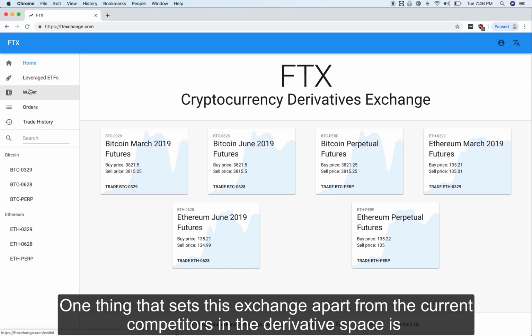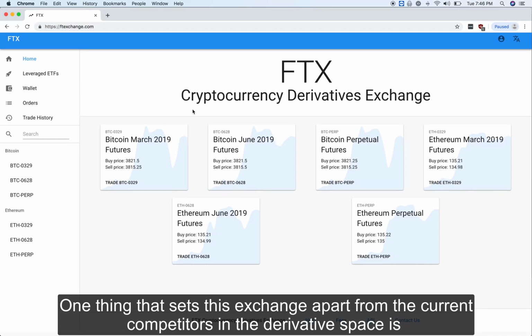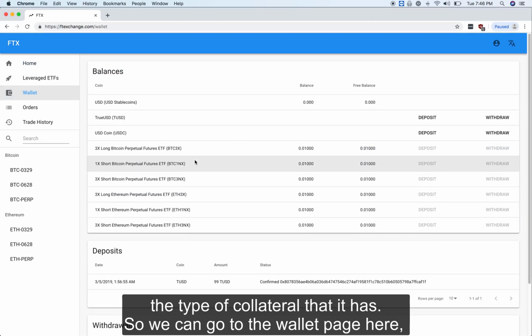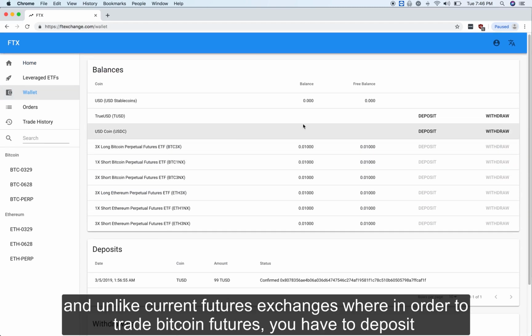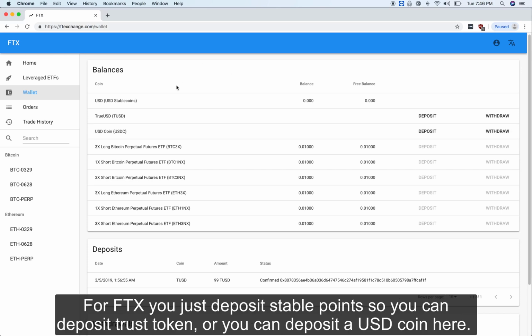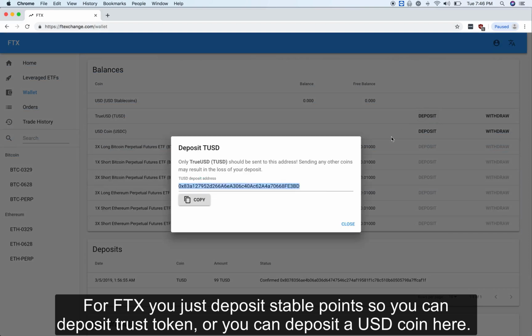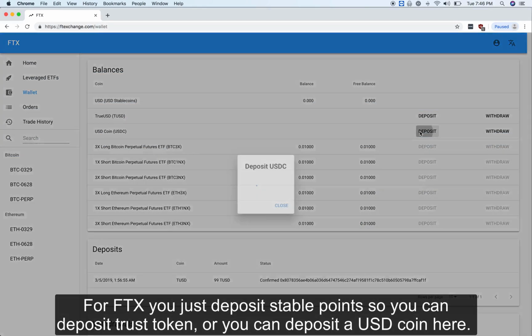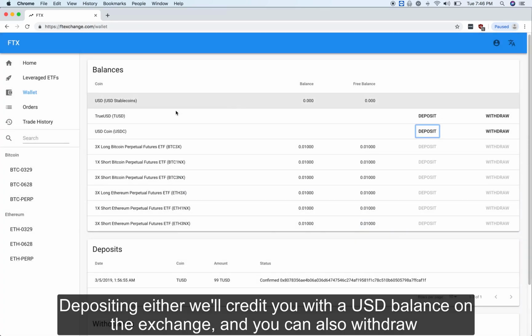One thing that sets this exchange apart from the current competitors in the derivative space is the type of collateral that it has. So we can go to the wallet page here. Unlike current futures exchanges, where in order to trade Bitcoin futures you have to deposit Bitcoin as collateral, and in order to trade ETH futures you need to deposit ETH, for FTX you just deposit stablecoins. So you can deposit Trust token or you can deposit USD coin here. Depositing either will credit you with a USD balance on the exchange.